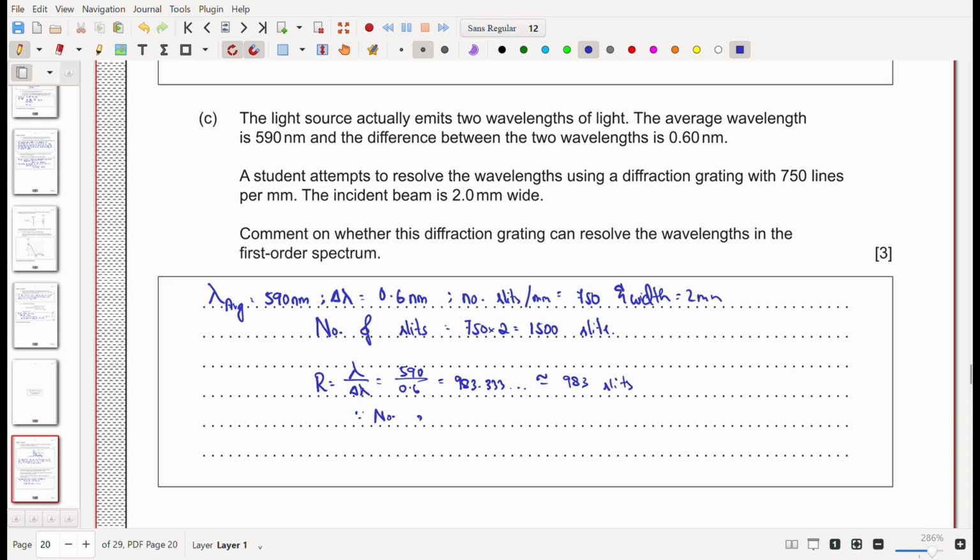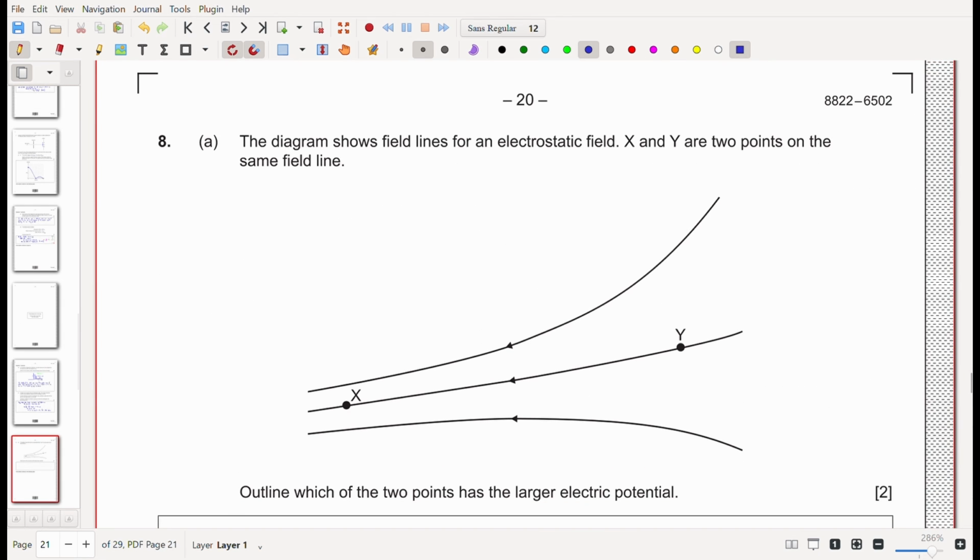Since the number of slits is greater than R, it can be resolved in the first order. Now, if it wasn't, then you might have to use a second or third order diffraction, or third order spectrum, sorry, to be able to resolve the two wavelengths. But since the number of slits is greater, it can be resolved in the first order spectrum. That's it. Let's go ahead and move on to question number 8.